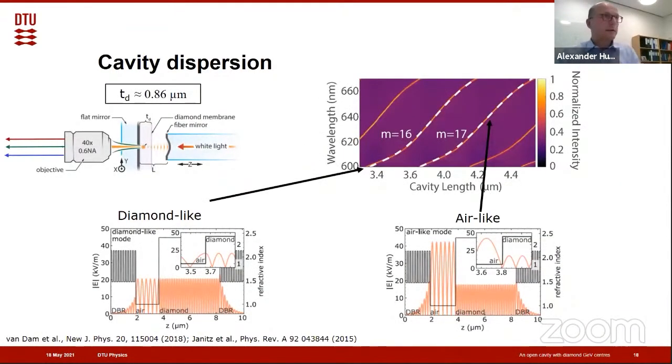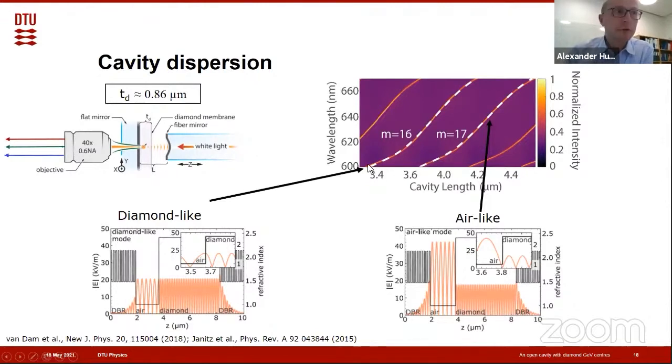Now, let's have a look at sampling the cavity. In the next step, we approach the backside of the diamond mirror structure with the optical fiber, forming the cavity. We send white light in through the fiber and observe the spectrum of that system through the microscope objective. Scanning the cavity length and monitoring the spectrum, you typically observe such a dispersion diagram as we see it here on the right-hand side.